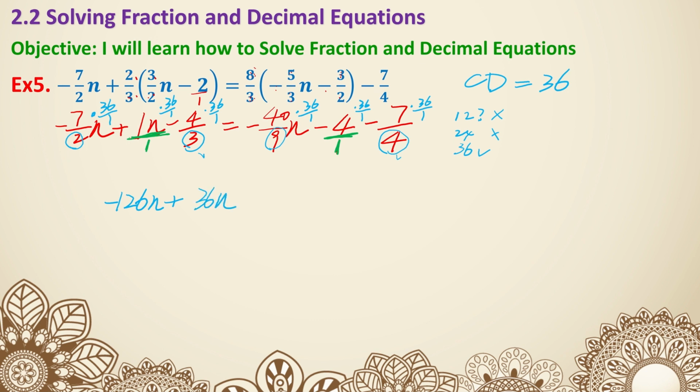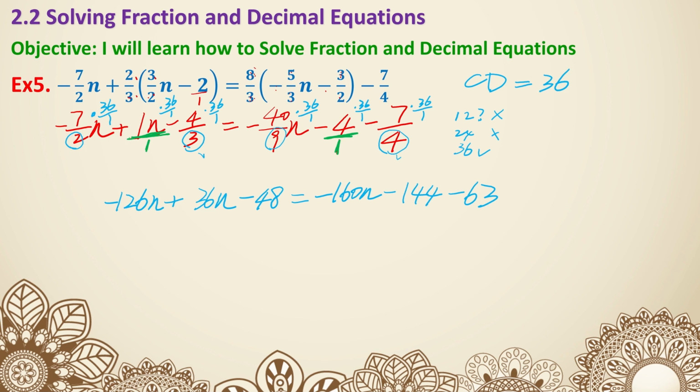4 over 3 times 36 is a 48 on the right side. Negative 40 over 9 times 36 over 1 is a negative 160n. Then negative 4 times 36 is minus 144. Negative 7 over 4 times 36 over 1 is 63. There you go. Now I'm going to need to combine like terms on both sides of the equation.